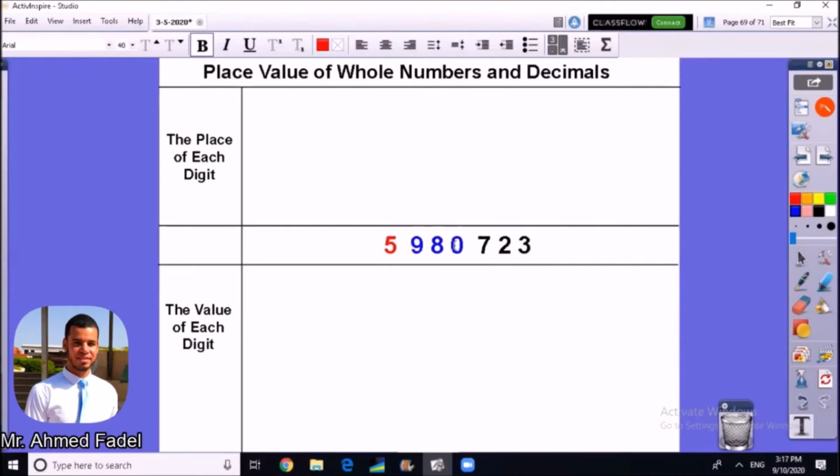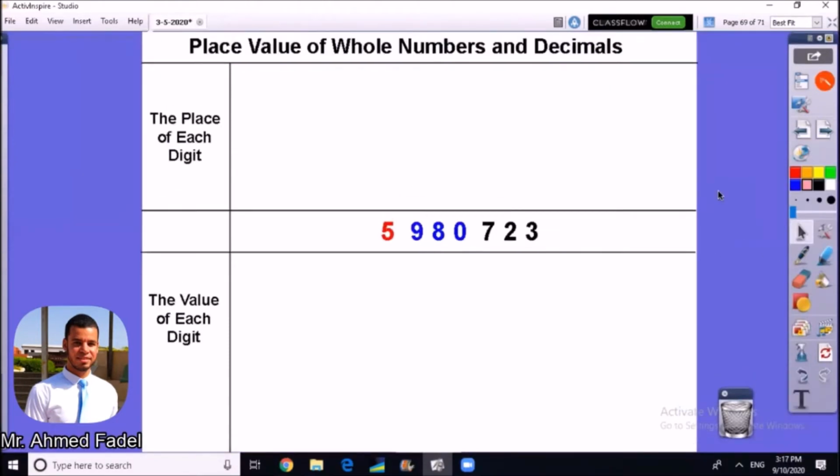So here we have a 7-digit number. What is the place? As you see here, we're going to have a look at the place of each digit and the value of each digit. The place of the first digit here, what is the place of the 3? All right, you can start pausing the video and then you can think about the answer before you continue watching.